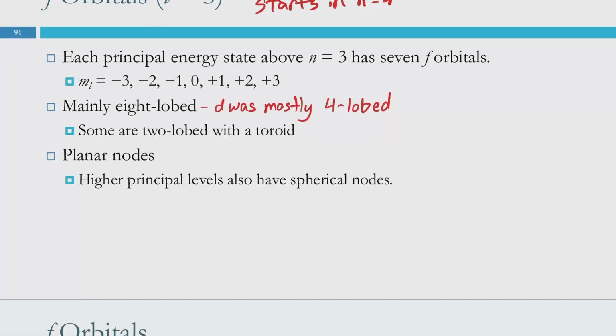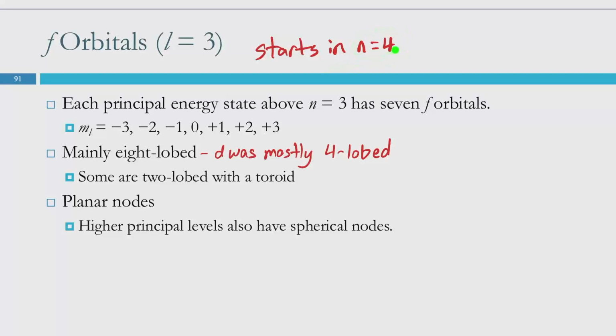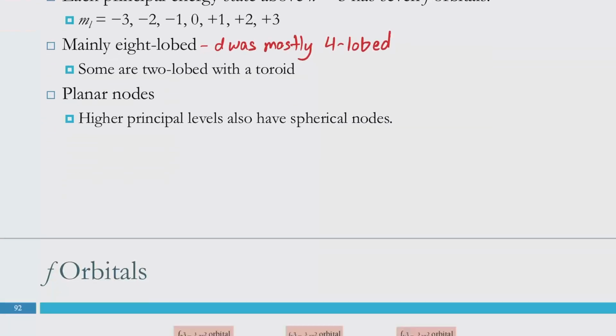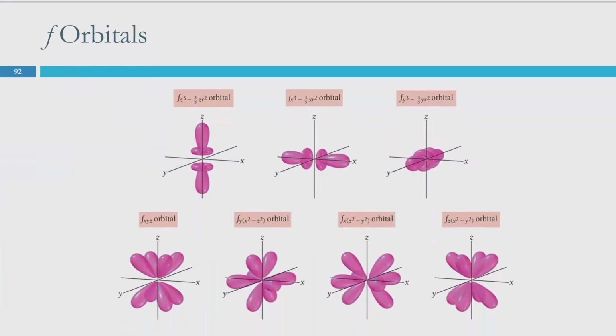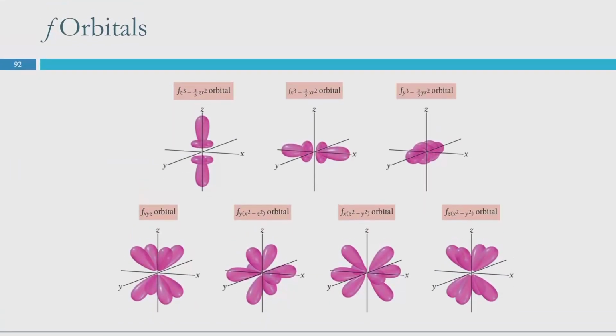They're awful in comparison. These are also going to have nodes if you go up to numbers above n equals 4. So like with our s orbitals, we had the places where there weren't any electrons, like cutouts when we went to the higher n numbers. We also get that with p, d, and f orbitals. Okay, here's our f orbitals, and we're just going to look at them and appreciate how crazy they look.